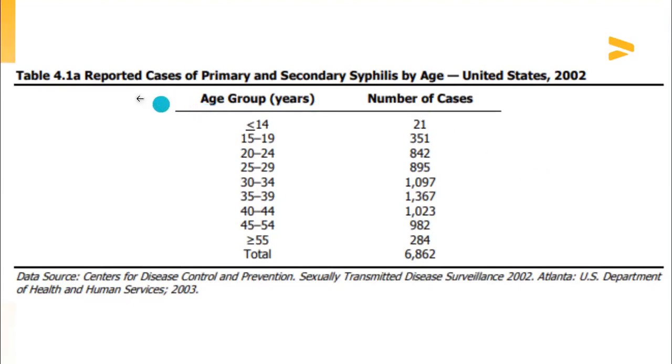The title is Reported Cases of Primary and Secondary Syphilis by Age in the United States in 2000. So we need to answer the questions. Who? We're talking about people with primary and secondary syphilis. What? The number of cases for each age group. Where? This data is true in the United States. And when? This study was conducted in 2000. So very clear, very concise, and descriptive of the entire table.